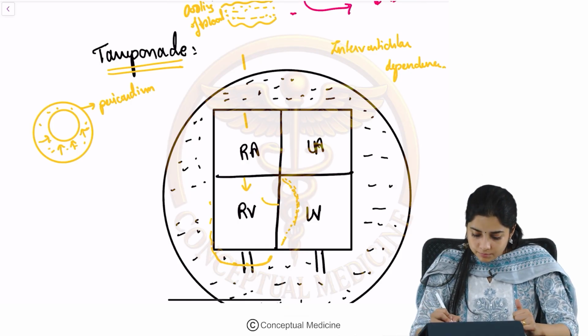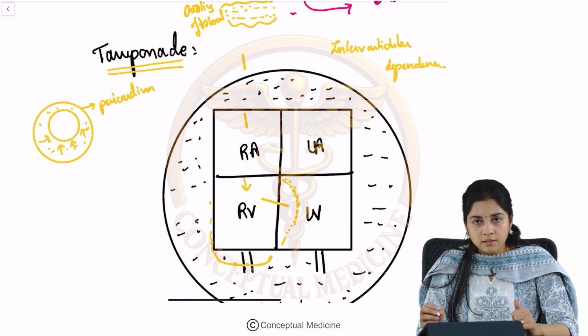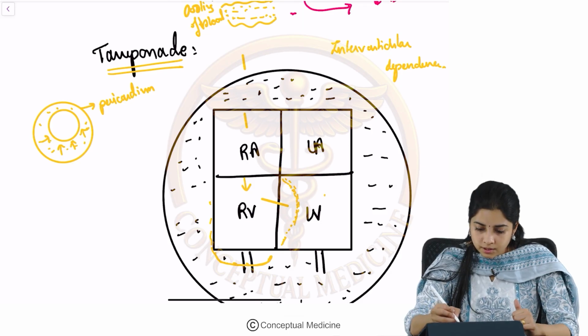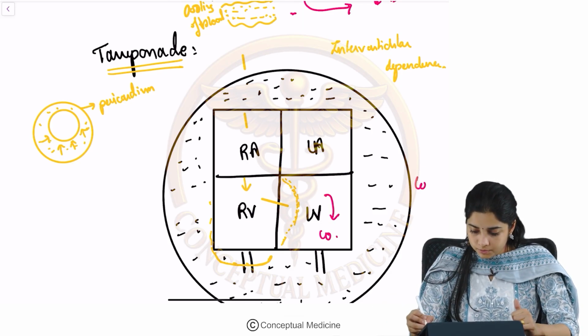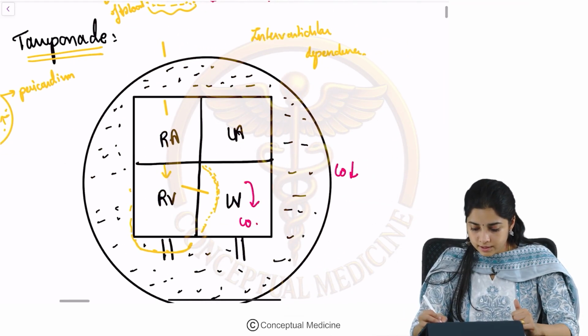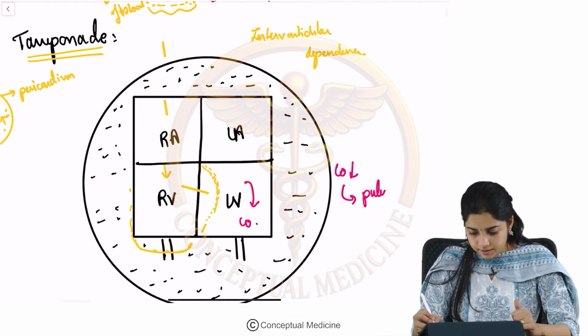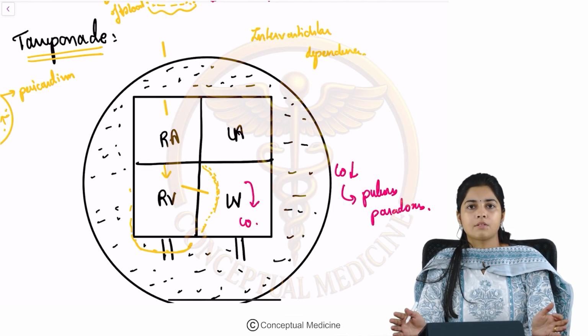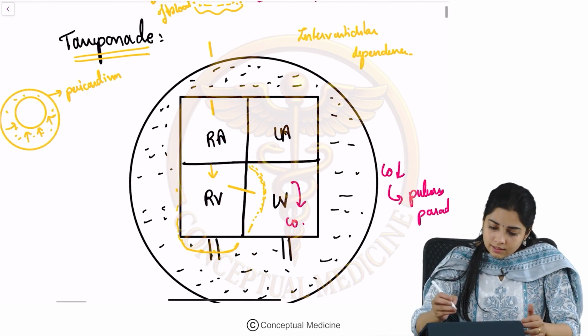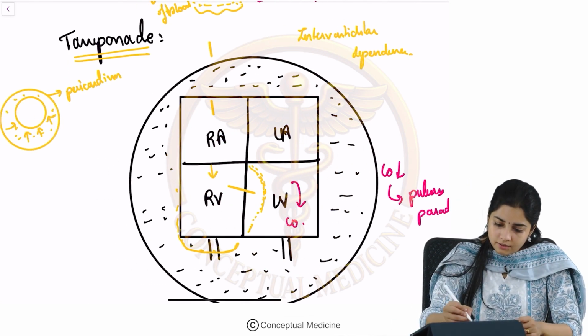As the septum moves further into the LV, don't you feel that the cardiac output from the LV is compromised? So the cardiac output from the LV is reduced, and this results in the Pulsus paradoxus. Okay? So where are the other conditions where you can find Pulsus paradoxus?